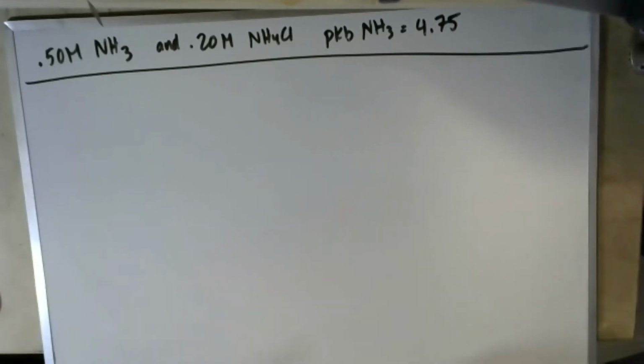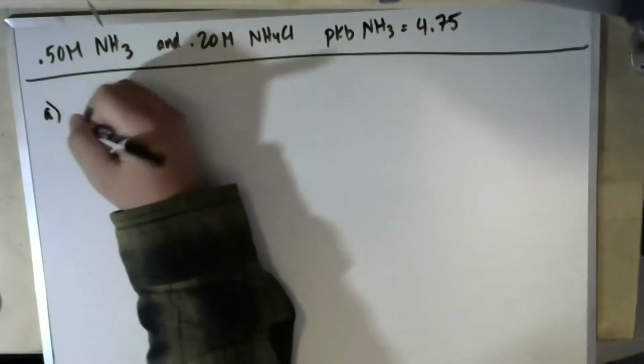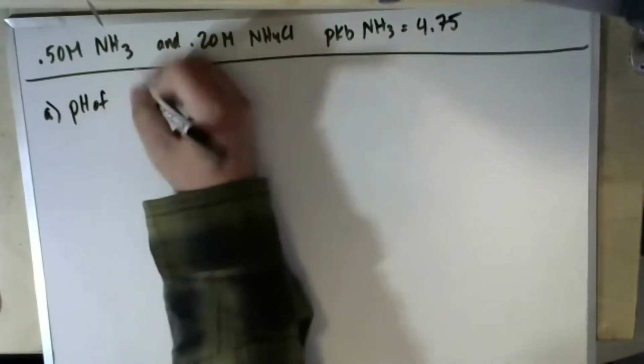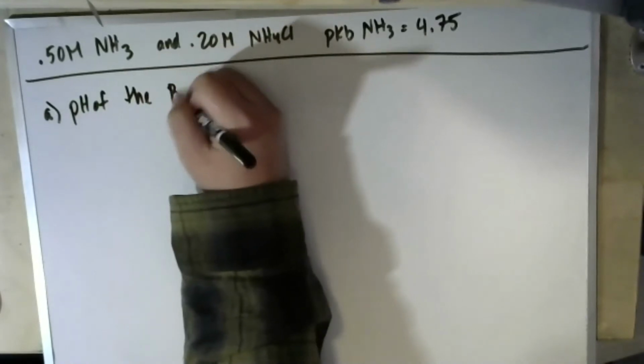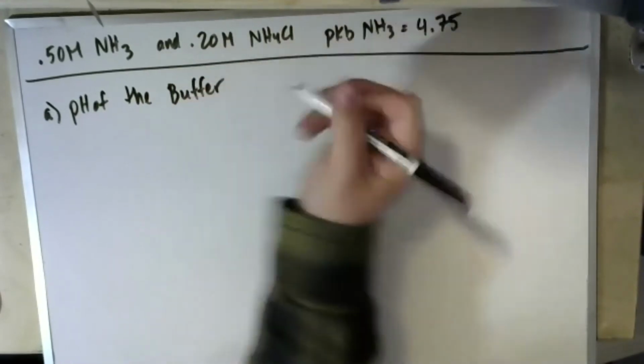I'm going to be able to use that throughout. So our first question here is to figure out what the pH of this buffer solution is. Before we make any changes, we just want to know what the pH of the buffer is. That's going to be part A here. So that's a nice easy one.